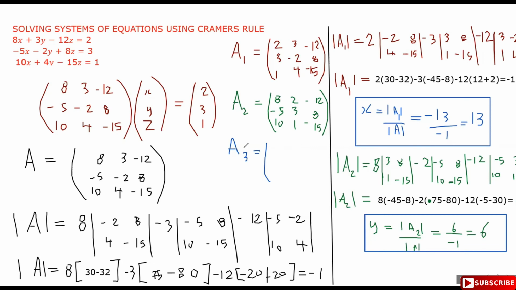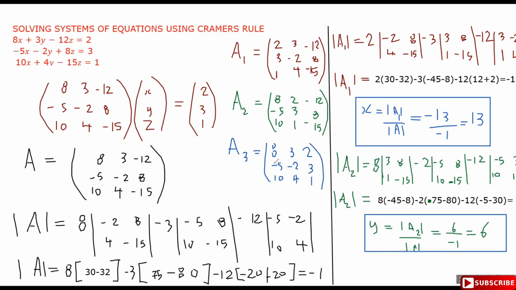A3 is, we're going to replace the Z columns now with the result matrix. So we're going to have 8, 3. First Z was, replace this minus 12 with 2 now. Then you're going to have minus 5, minus 2. Then you replace this with 3. Then you're going to have 10, 4. And this is now 1.